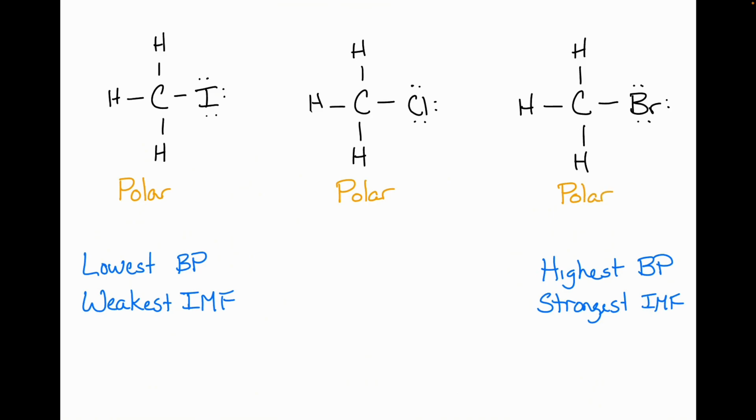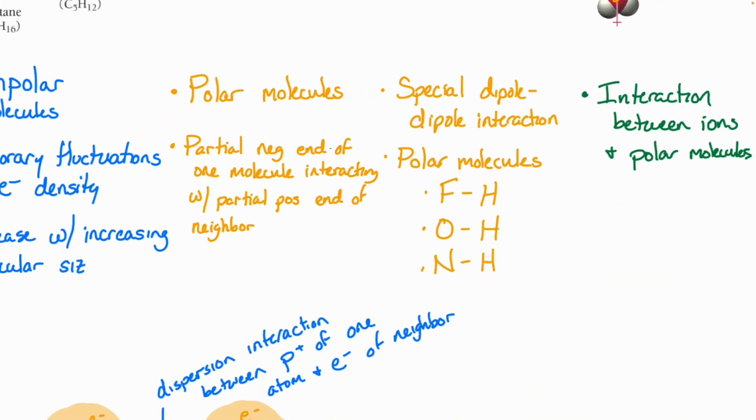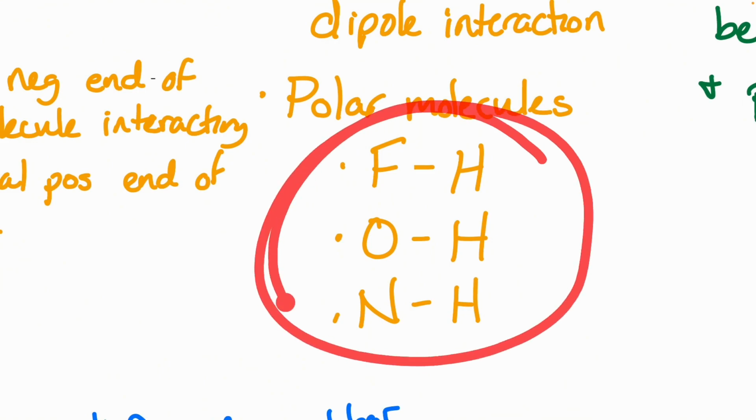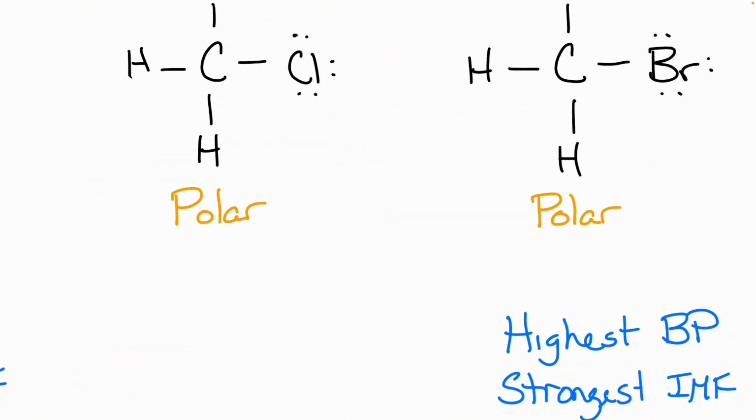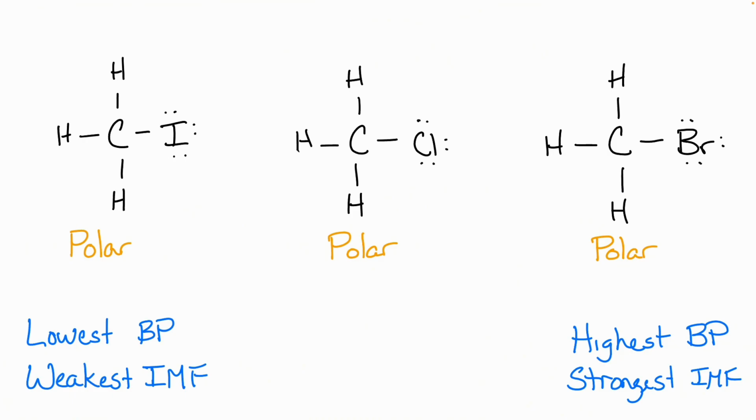Can they hydrogen bond or only dipole-dipole? Remember, to be hydrogen bonding, you have to have one of these three specific bonds in that molecule: fluorine-hydrogen, oxygen-hydrogen, or nitrogen-hydrogen. None of these contain one of those three special bonds. So they can't hydrogen bond, but they're polar. That means that they can dipole-dipole interact.